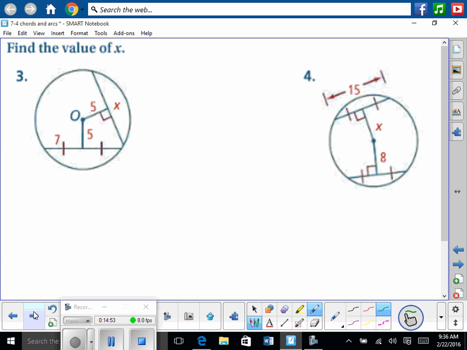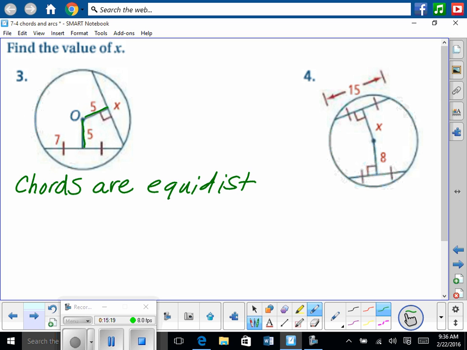Okay, find the value of X. They're both equidistant. So you're saying this is 5 to this chord, this is 5 to this chord. So the chords are equidistant. That's like 7, and it's saying that those two sides are equal, and that equals 14. Okay. So chords are equidistant from center.